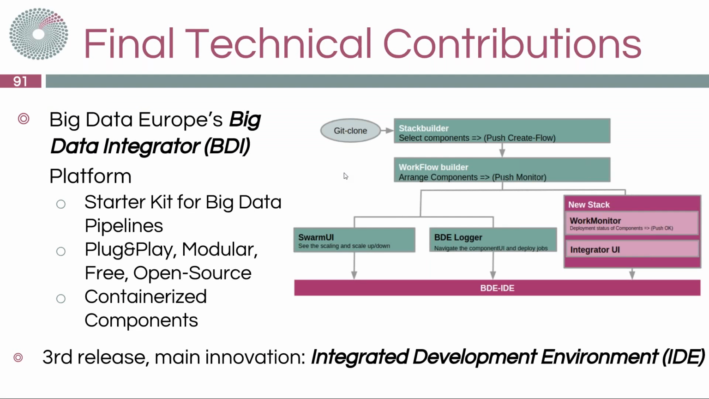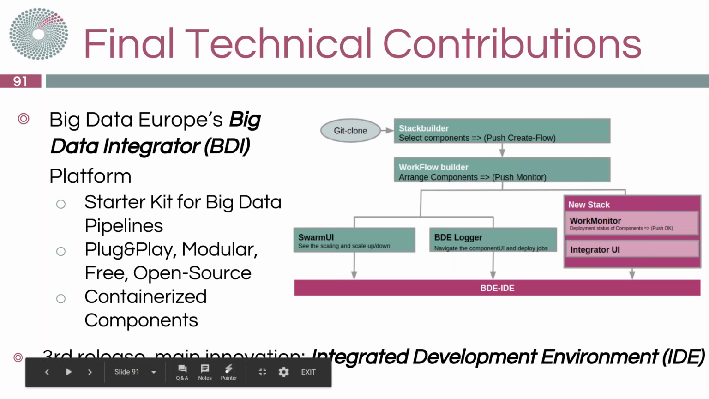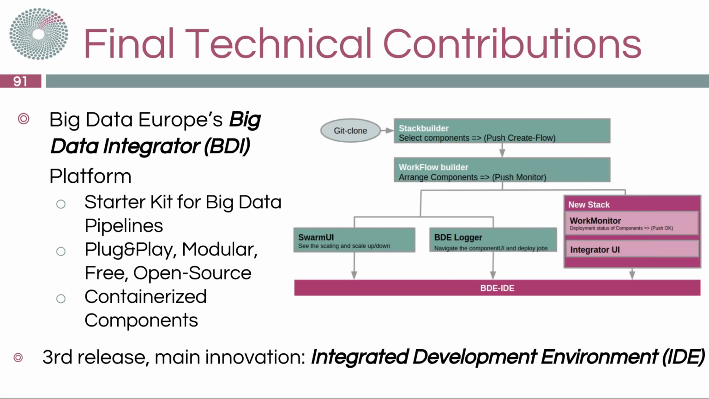So the final technical contribution is the Big Data Integrator, BDI in short. It's a platform as a result of the project's activities. What does it offer? It's a starter kit for big data pipelines, making it easier to build your own data pipelines. A minimal standalone system for big data projects, another way to look at it. It offers plug and play, reusing existing open source components. You can also plug in your own proprietary big data components. There's a way to do that. But the point is we do not recreate any of the popular or existing components. It's modular, it's free, and also it's open source.